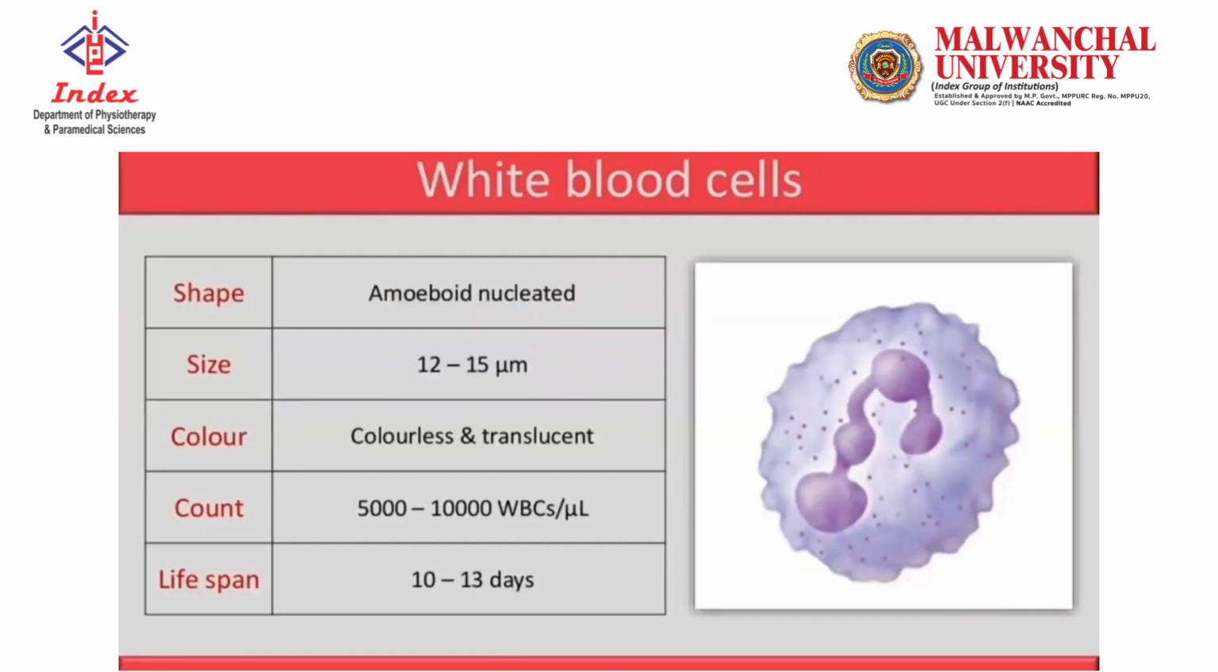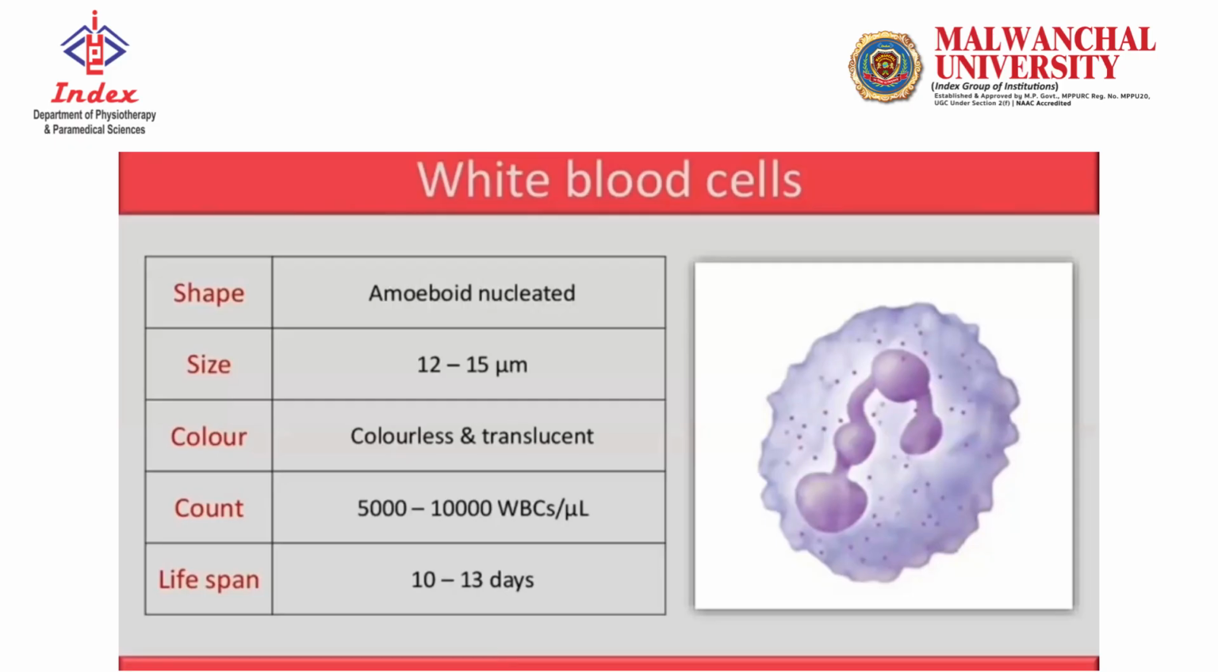Now we will discuss white blood cells, WBC, or leukocytes. They are nucleated. Size: 12 to 15 micrometer. WBCs are colorless and translucent. Count: 5,000 to 10,000 WBCs per microliter, or 4,000 to 11,000 per microliter. Lifespan: 10 to 13 days in normal conditions.